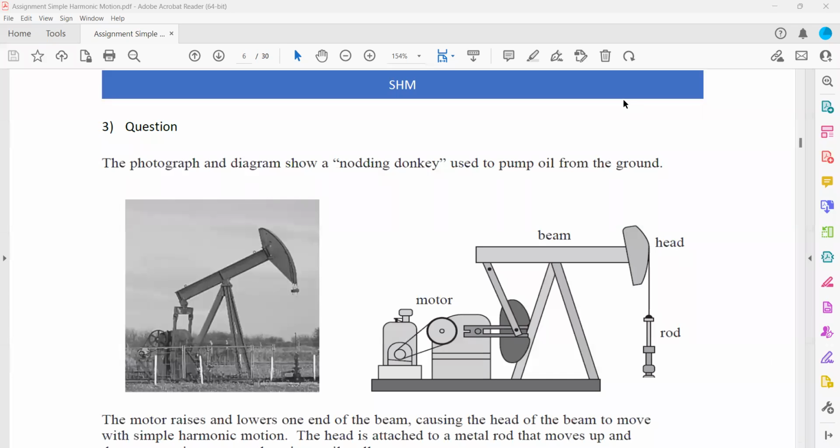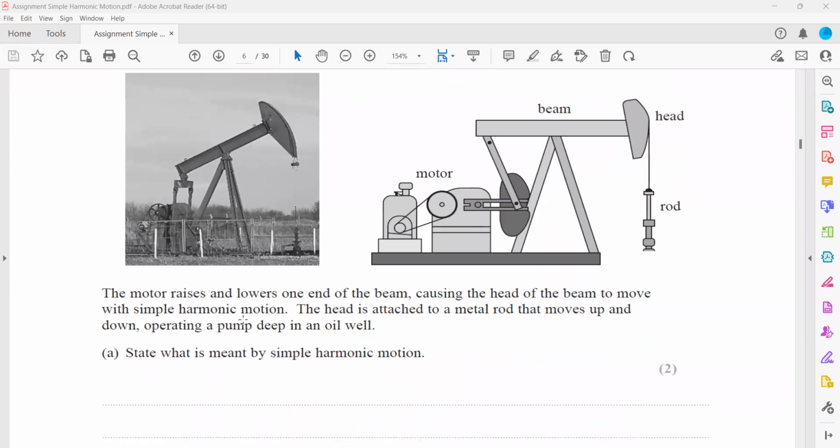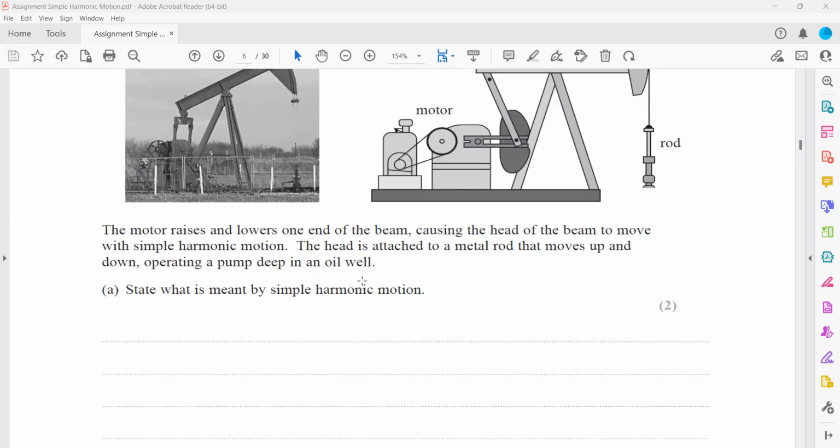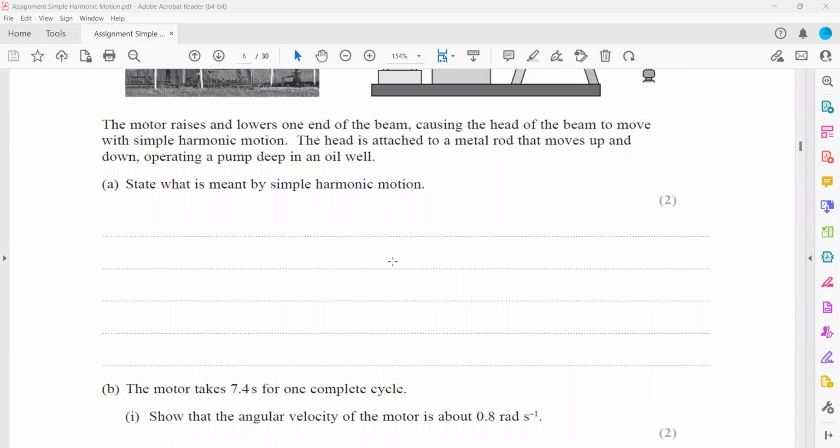The questions related to the assignment, simple harmonic motion, SHM. The photograph and the diagram show a nodding donkey used to pump oil from the ground. The motor raises and lowers one end of a beam, causing the head of the beam to move with a simple harmonic motion. The head is attached to a metal rod. As you can see, there is a metal rod that moves up and down, operating a pump deep in an oil well. What is meant by simple harmonic motion?